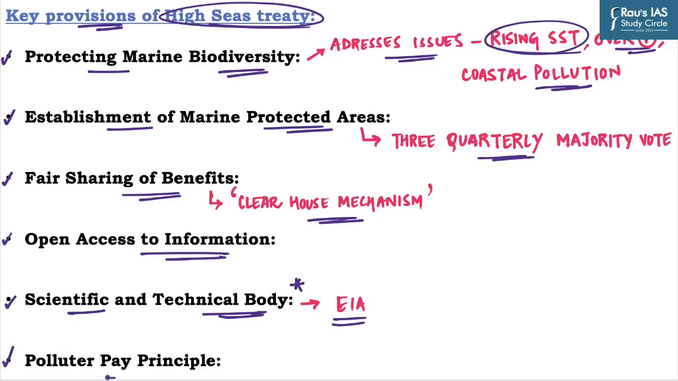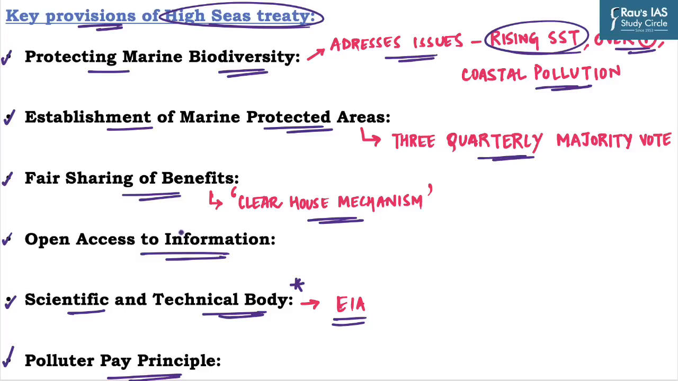And the last one is the polluter pays principle. The treaty aims at strengthening resilience and contains provisions based on the polluter pays principle as well as mechanisms for dispute. Moreover, under the treaty provisions, parties must assess potential environmental impacts of any planned activities beyond their jurisdiction.